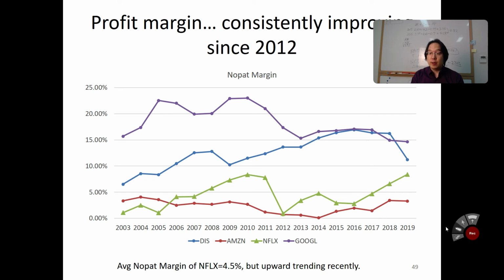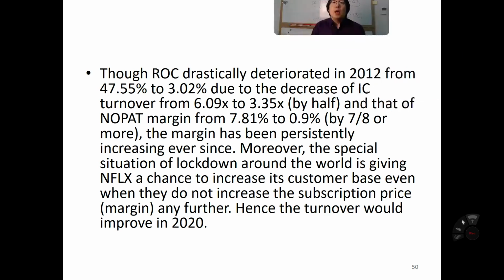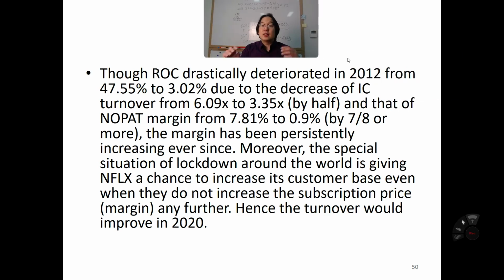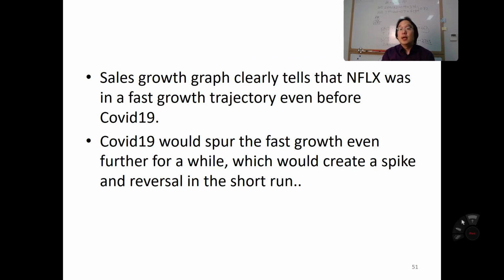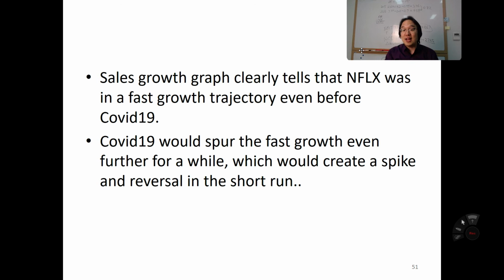Anyway, NOPAT margin, we could find the average one. So ROC drastically deteriorated in 2012 from 47.55% to 3.02%. You can read it off, okay? This is self-evident, so go ahead and read it. The sales growth graph clearly tells us that Netflix was on a fast growth trajectory even before COVID-19.